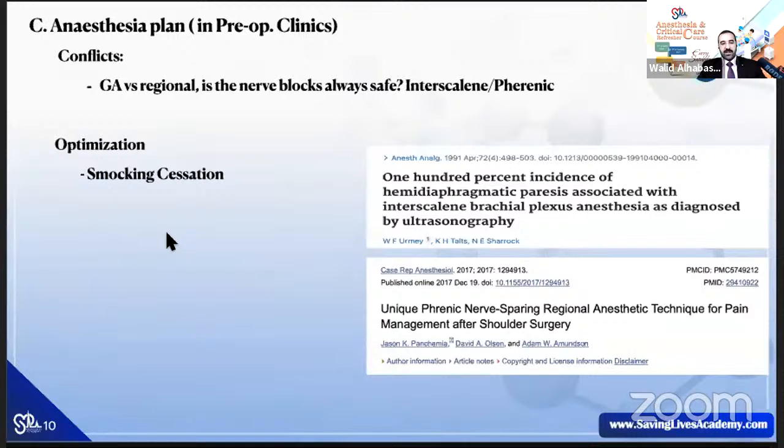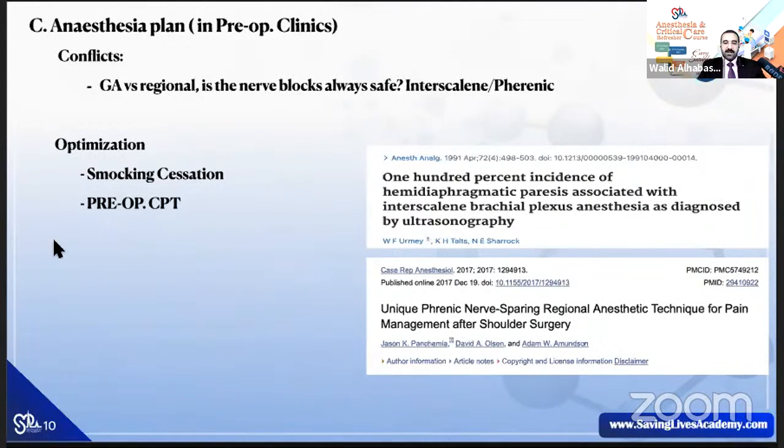Smoking cessation. Now we are in the third box, which was A, B, C, the down left box, which is how to plan and optimize your patient. As I said, smoking cessation is the first and strongest advice you have to give to your smoking patient, particularly if he's a COPD, because it carries lower mortality if he stops 8 weeks before the surgery. So 8 weeks, remember this figure.